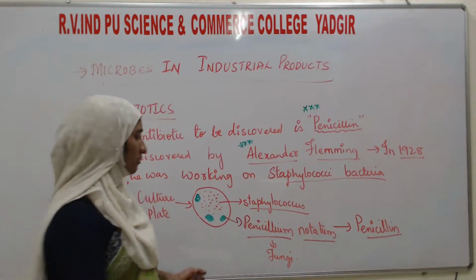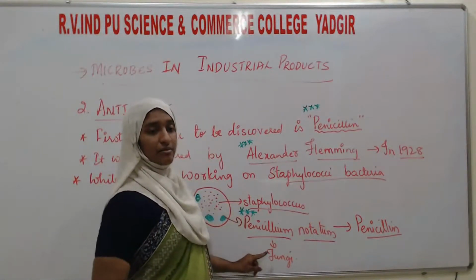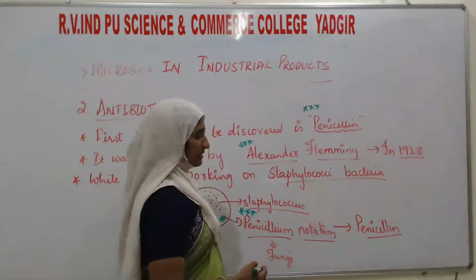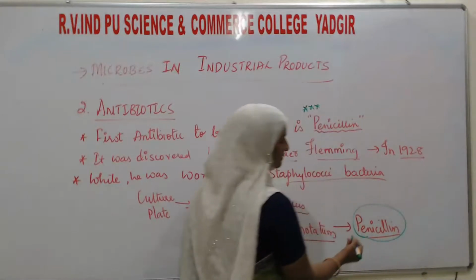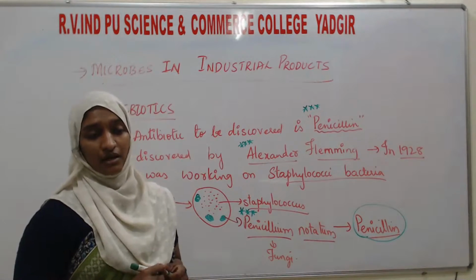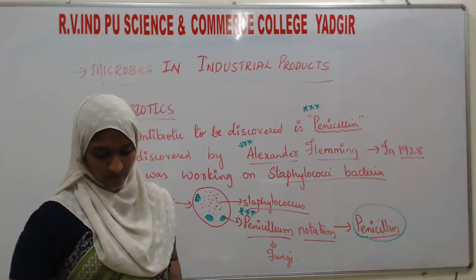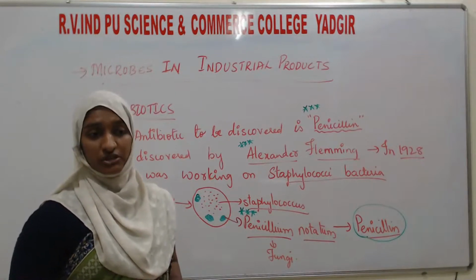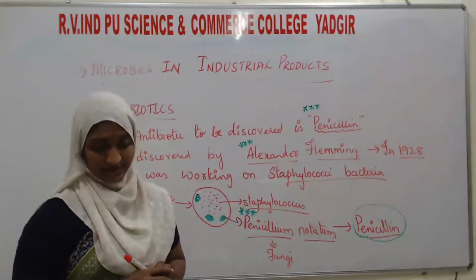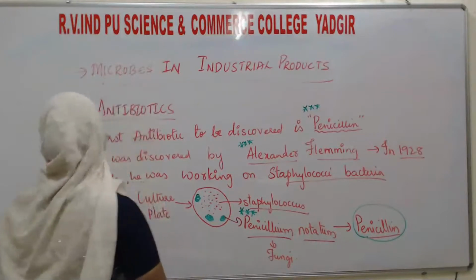Keep in mind, this is a very important thing. Penicillium notatum is secreting some substance. What is that substance? That is penicillin. In this way he discovered our first antibiotic, and the name of that antibiotic is penicillin. This antibiotic was later modified by some other scientists, Ernst Chain and Howard Florey.